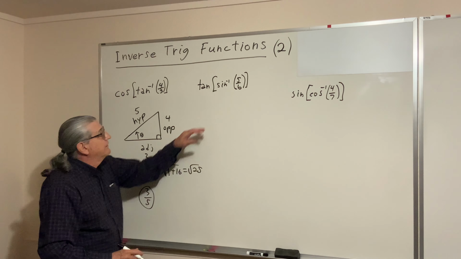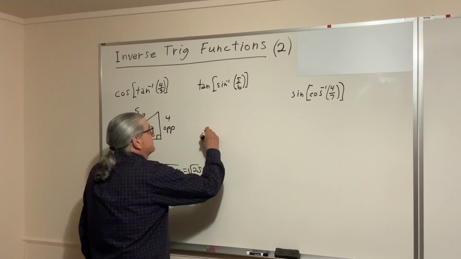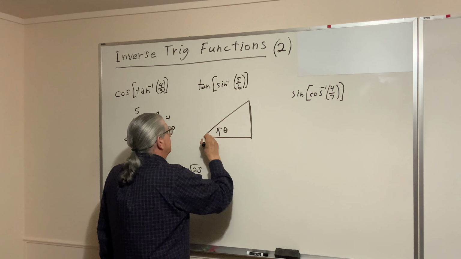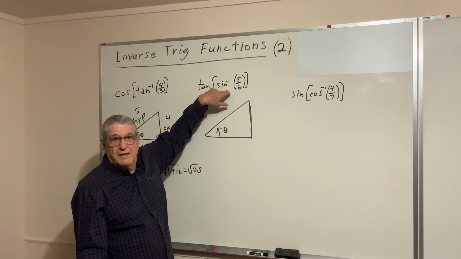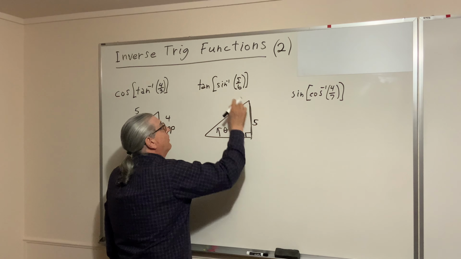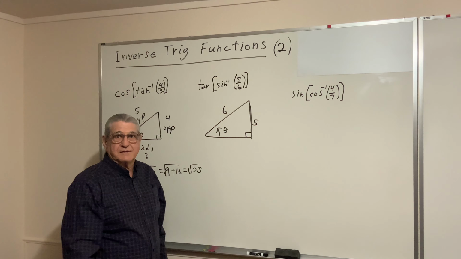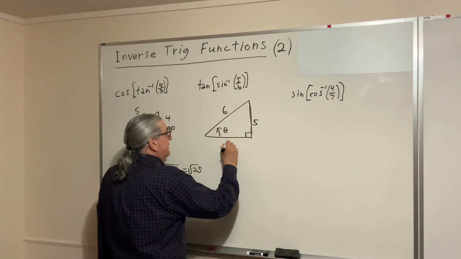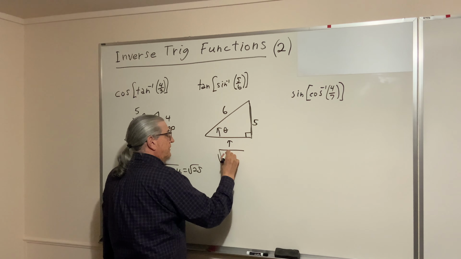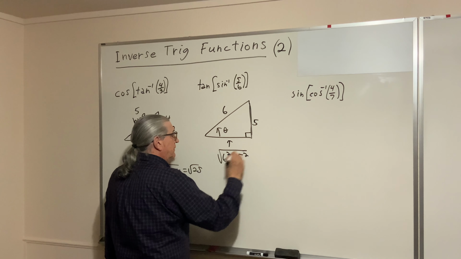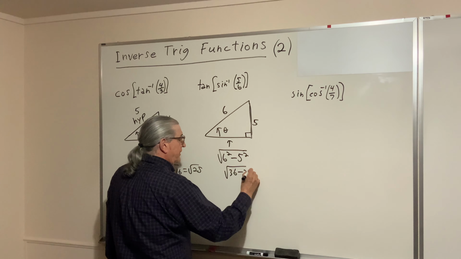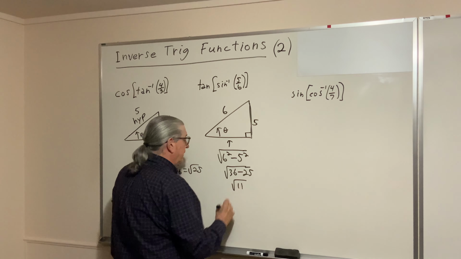Okay, let's try this one. Again, just draw a triangle. It doesn't matter how close it is to the actual angle. It's just a representation. Now we have the sine. Now the sine is the opposite, which is right here, opposite the angle, over the hypotenuse. So the hypotenuse is 6 in this case. So this has to be, now this is the difference, this is the shorter side. So this is the square root of 6 squared minus 5 squared, which is the square root of 36 minus 25, which is the square root of 11.